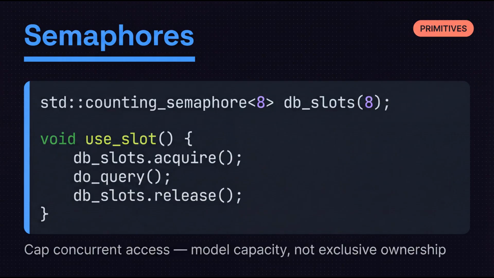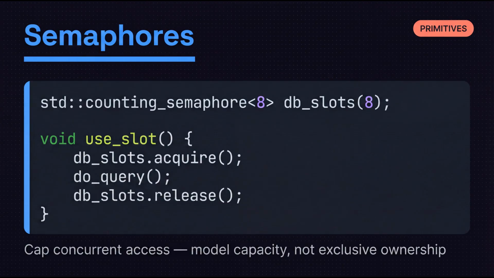A counting semaphore limits how many threads may proceed concurrently. Here we create a semaphore with a maximum count of 8, representing 8 database connection slots. Each worker calls acquire before doing a query. If all 8 slots are taken, acquire blocks until one is released. After the query, the worker calls release to free the slot.